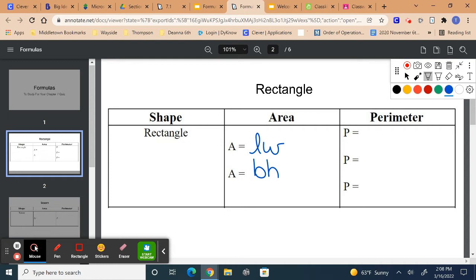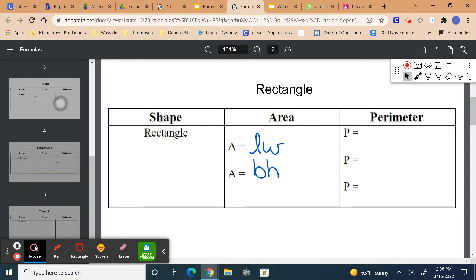So capital letter A. And you're going to do the cursive L, because if you do just the regular L that we've been drawing, what does it look like? A 1. And we don't want it to look like that. Okay? So you want to have cursive L, and then also write base times height.